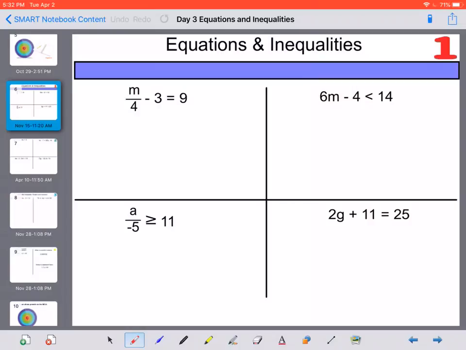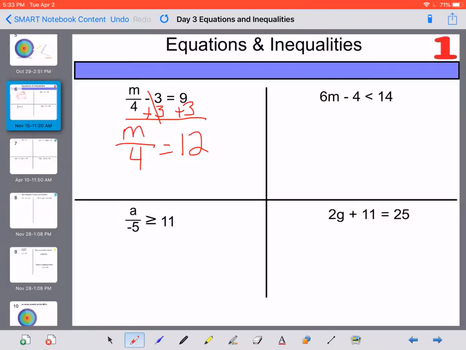So what we have first is m divided by 4 minus 3 equals 9. So what we've got to do is get rid of everything else other than the m. We're going to start by adding 3, because it's a minus 3, so we do the opposite, and we get m divided by 4 equals 9 plus 3, which is 12.